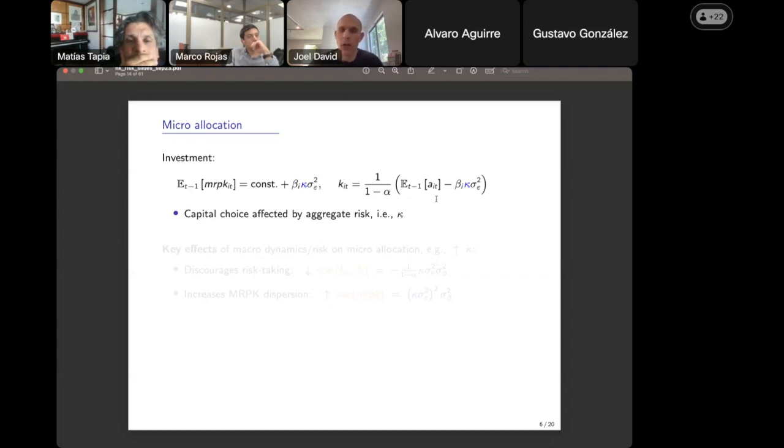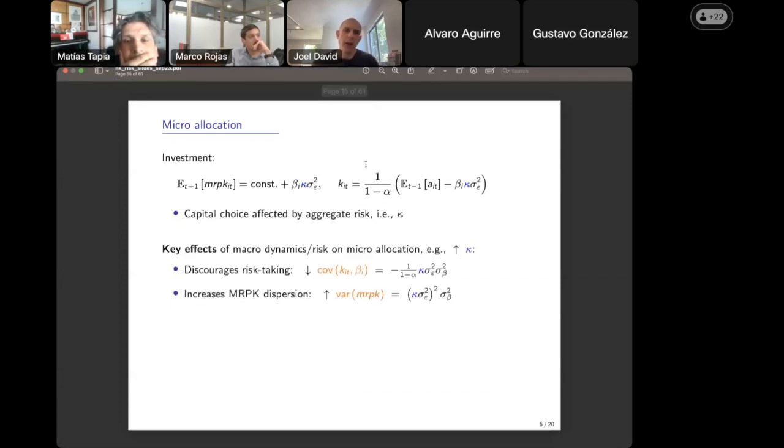Turning to the right-hand equation, exactly the same risk premium enters the firm capital choice. High beta risky firms choose lower levels of capital. Okay, and given that expression, I can easily see the key effects of macrodynamics and really of risk on the microallocation. So think about a comparative static where I increase kappa. There's going to be 2 effects.